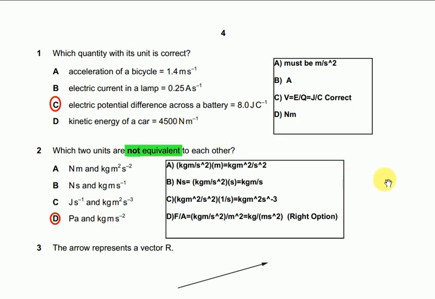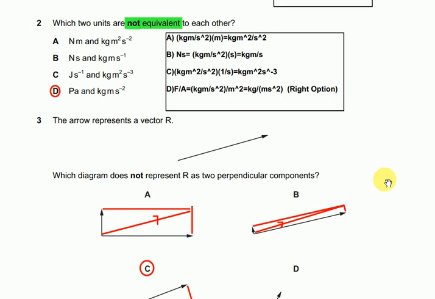So, question number 2. Which two units are not equivalent to each other? What you have to do in this question is basically equate this unit with this unit, expand it up, and see. Newton meter, by expanding it up, Newton is kg meter per second square, and meter gives kg meter square by second square. Similarly, B also equates, C also equates, and D is not the same unit. D is Pascal and kg meter per second square.